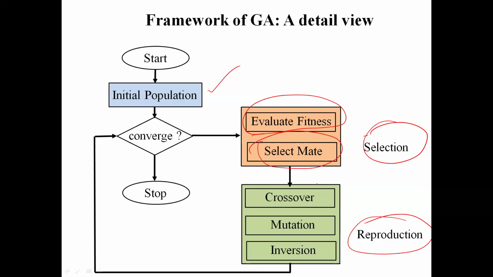After the mating, we have some operations that make changes in the individuals, like crossover, mutation, inversion. We'll not be learning all of these in our module. We have only selection, crossover, and mutation as the three operators we'll be learning. And we keep on doing this until it converges to a near optimum solution. Otherwise, this keeps on happening every time.